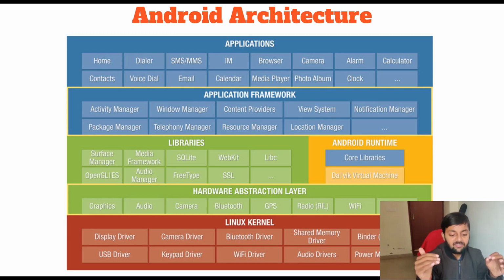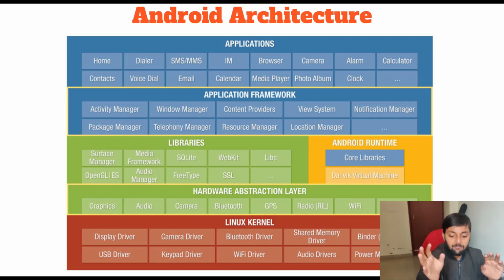Beneath the application framework lie the libraries and the Android runtime. Libraries could be the OpenGL library or the audio manager that gives the audio or sound output. There's SSL and WebKit. WebKit is for browsers. SSL is for the secure HTTPS connection. SQLite is for interacting with the SQL database. These are some of the libraries in the layer beneath the application framework.